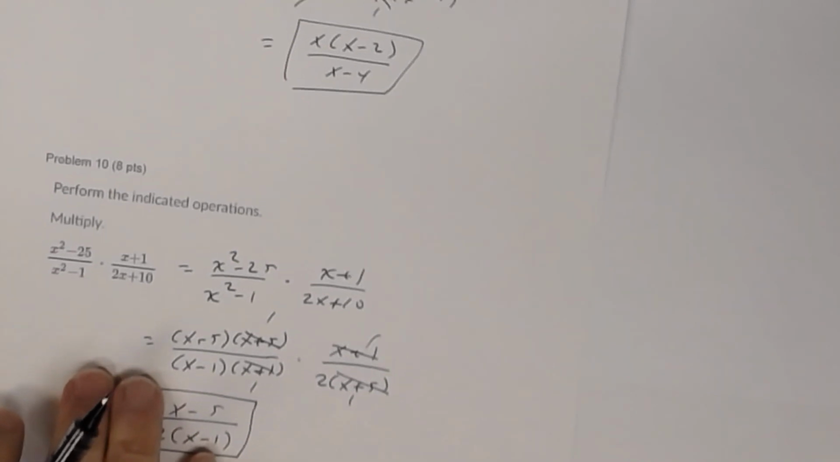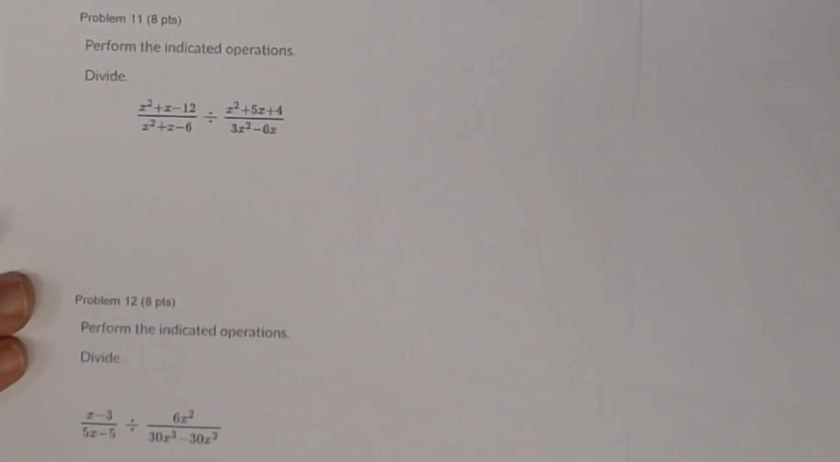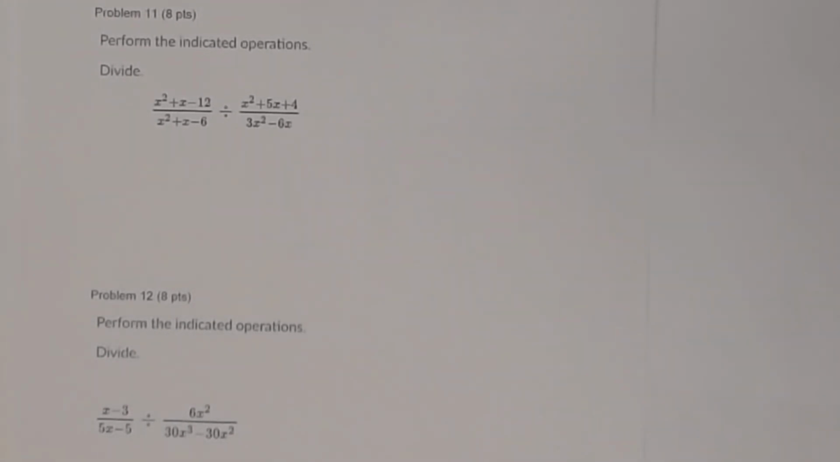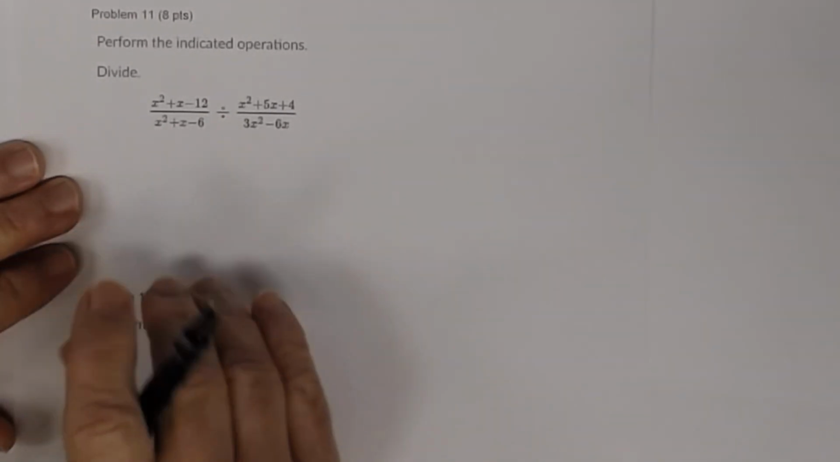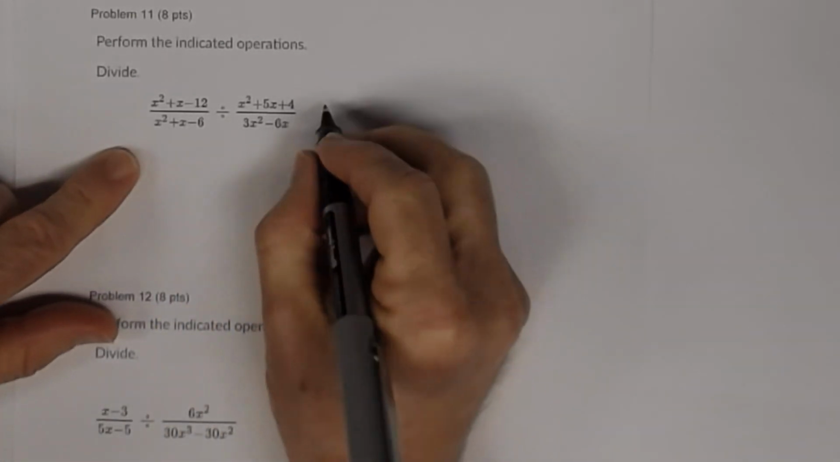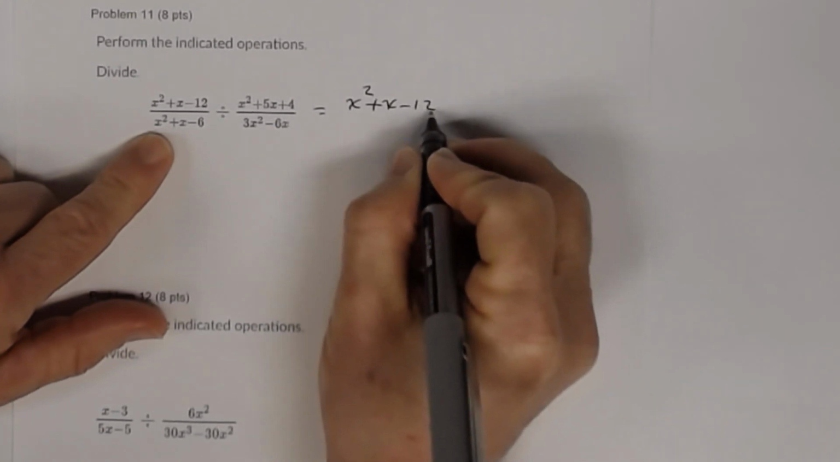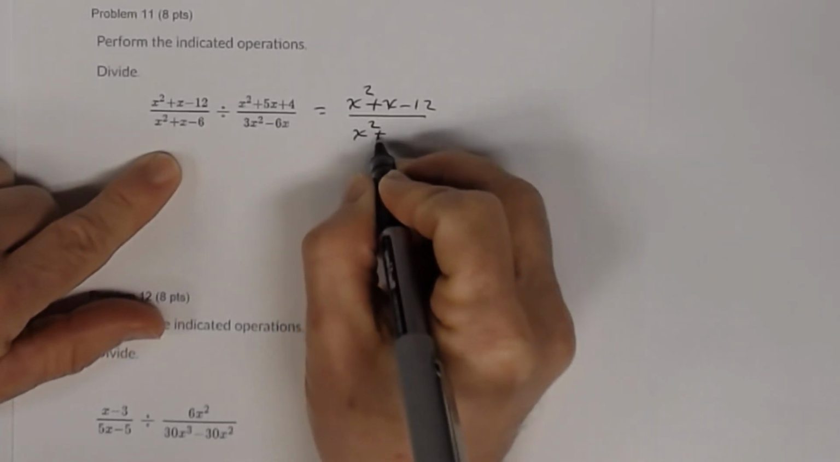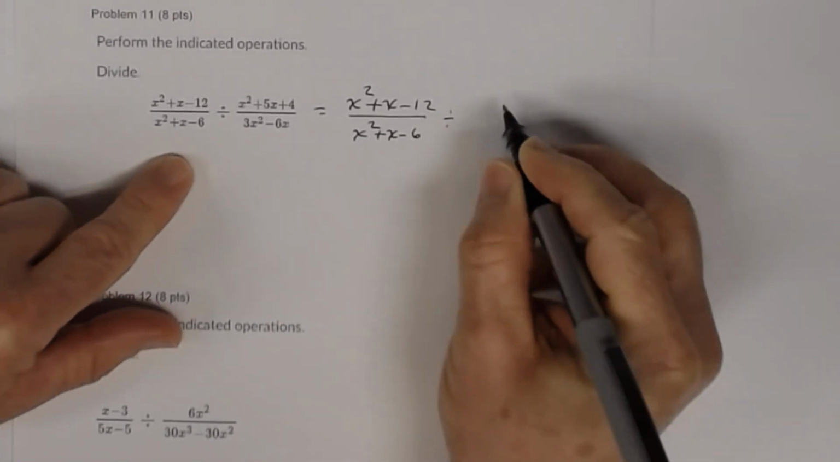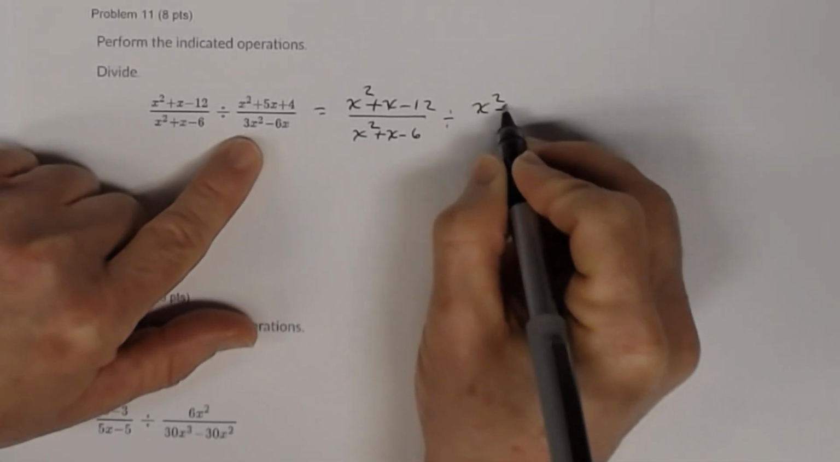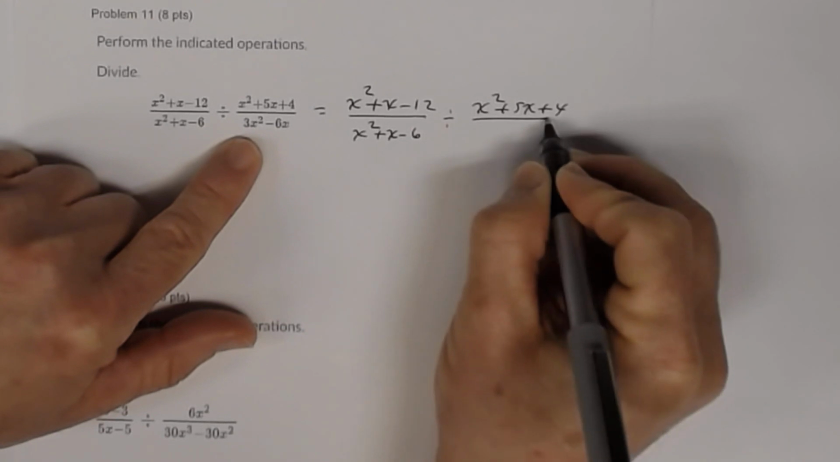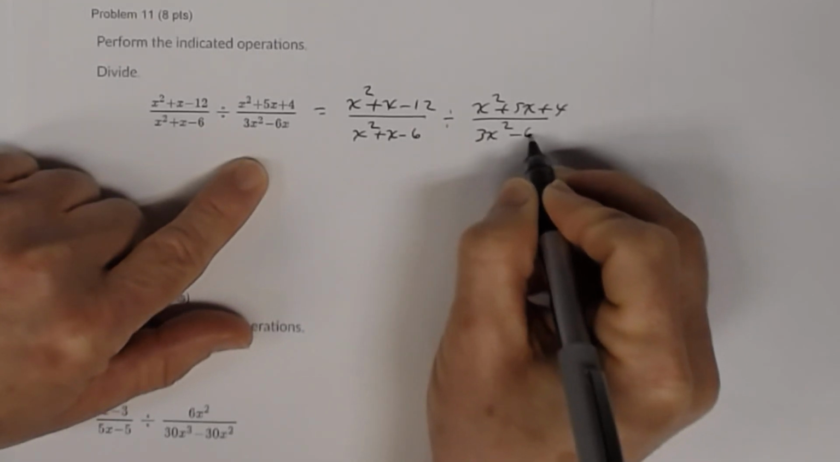Okay, now, so that's number 10. Then number 11, this time you're beginning to divide. So now you're dividing these rational expressions. So let me go ahead and write this better so you can see it. So it'll be x squared plus x minus 12 divided by x squared plus x minus 6 divided by x squared plus 5x plus 4 divided by 3x squared minus 6x.